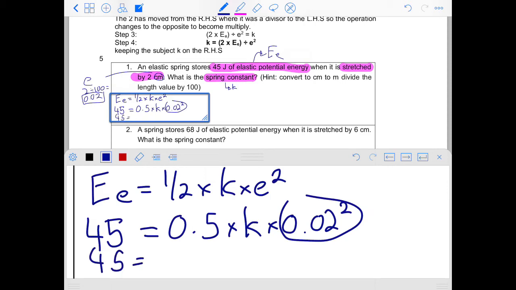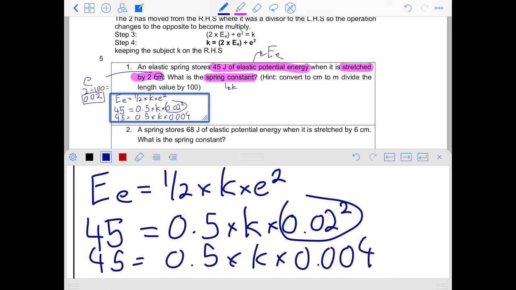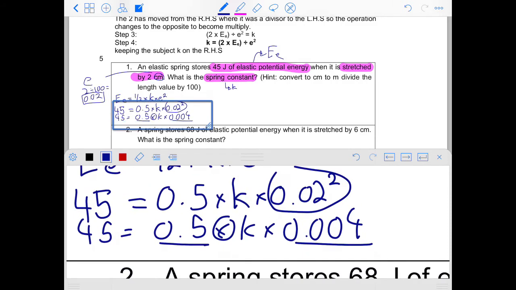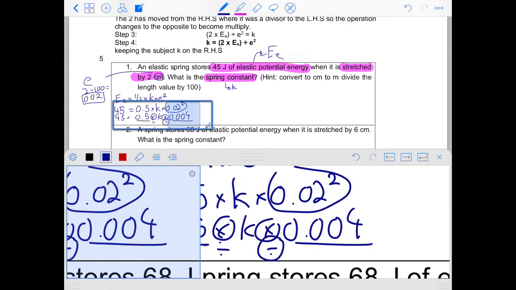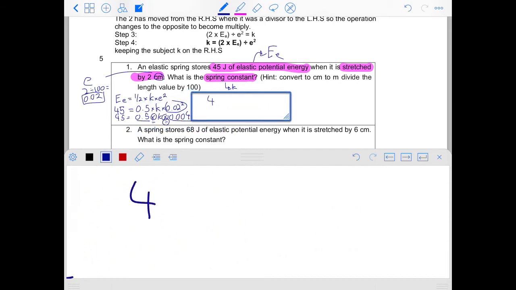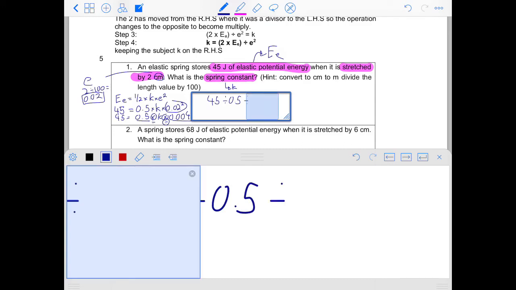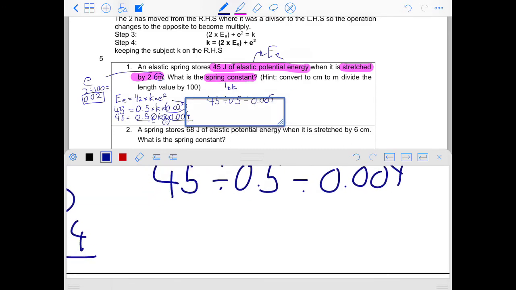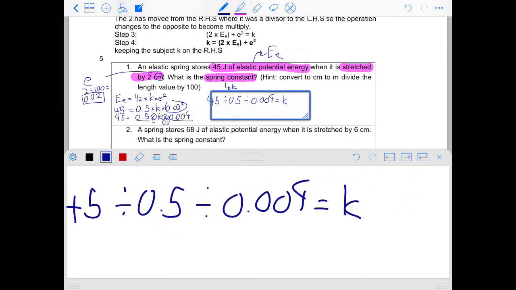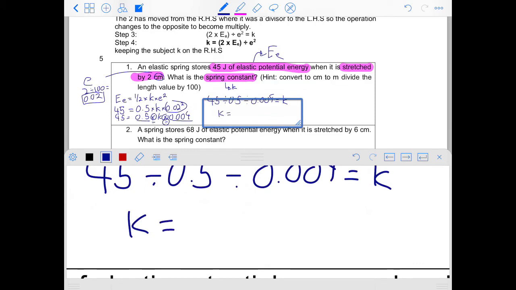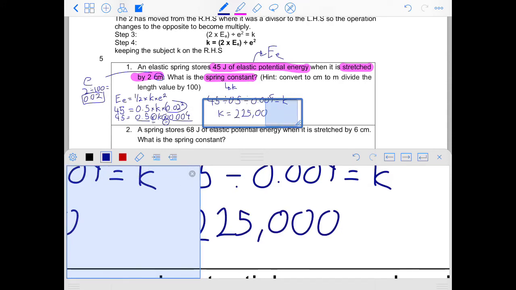You can take your 0.02 squared and figure that out now, which is the easiest way to do it. So we know 45 is equal to 0.5 times k times, changing that into just a regular number, 0.004. And then we just have to move the 0.5 and the 0.004 to the other side. We look at our multiplication. We know the opposite of that is dividing. So we just have to divide those from the other side. We end up going 45 divided by 0.5 divided by 0.004 is equal to k. We can plug that into our calculator and we end up with a value of k equal to 225,000.